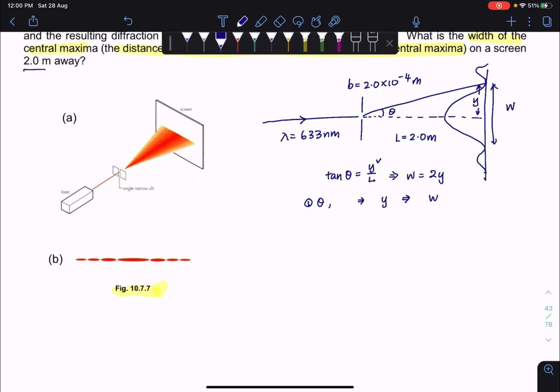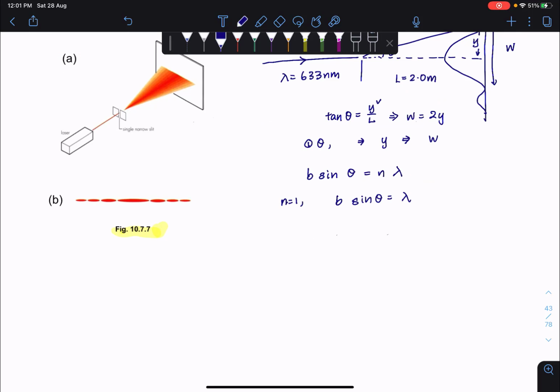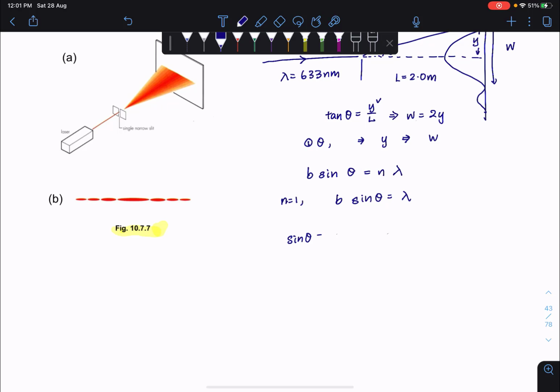So how do we get theta? To get theta, we simply use our single slit equation where we have b sine theta equals n lambda. But we know that this is the first order minimum, so n equals 1. So we have b sine theta equals lambda. So sine theta is therefore equal to lambda over b. So we can put in our values of lambda and b, and we will have 633 times 10 to the power of minus 9 over 2.0 times 10 to the power of minus 4 from the question.